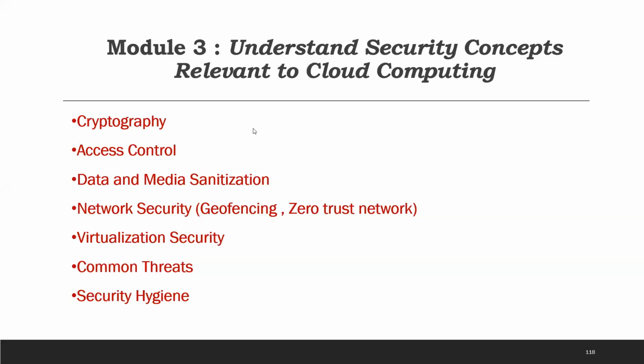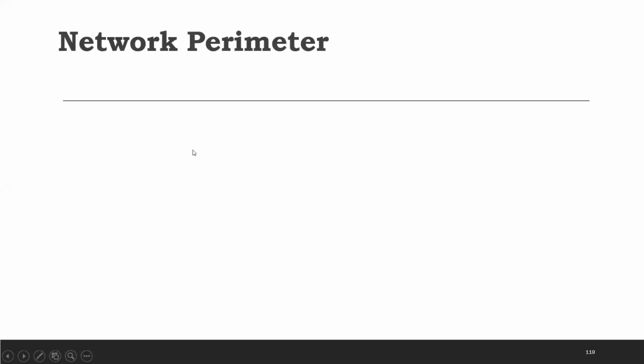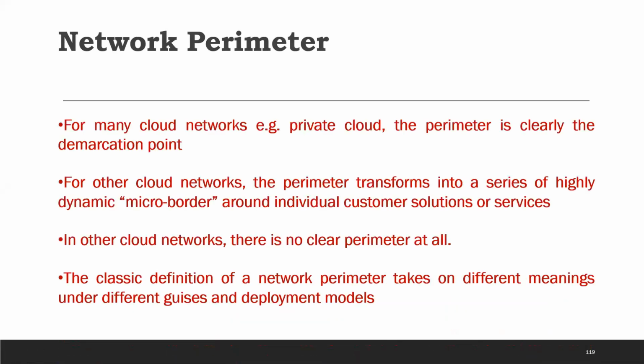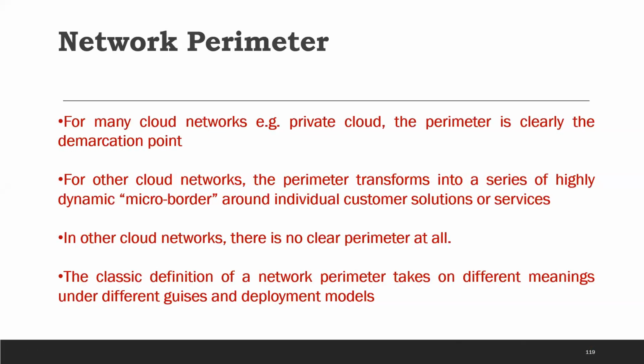Okay, so we are starting module 3 now, and it has different components. We'll start with cryptography. First, there is the networking perimeter, which we quickly discuss. In on-premise, we always define fixed network perimeters, like who will access our services. And in private cloud also, the perimeter is clearly demarcated because we have full control.